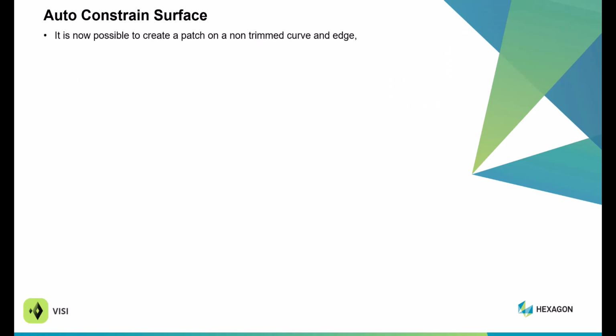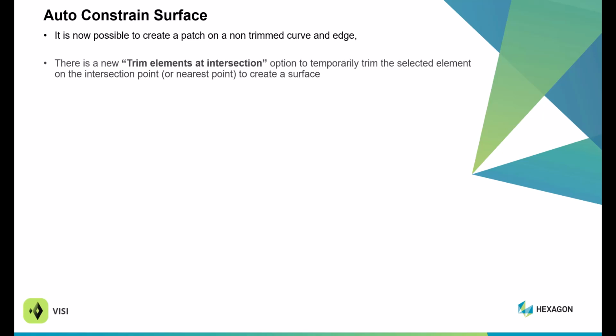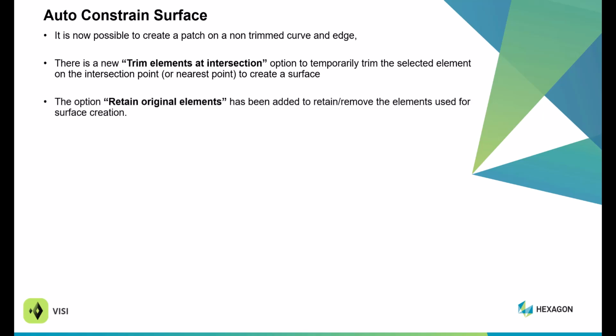Within auto constrain, it is now possible to select a non-trimmed curve or edge to build a surface off of. There are a few new options within auto constrain. One of them is trim elements at intersection point. This option temporarily trims a selected element at the nearest point. You also have retain original elements. When this box is checked, it will retain the original elements. If it is unchecked, the original elements will disappear.